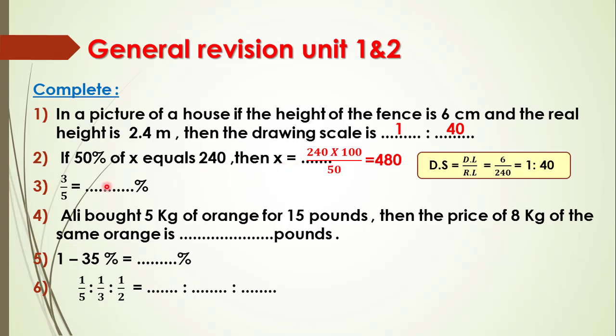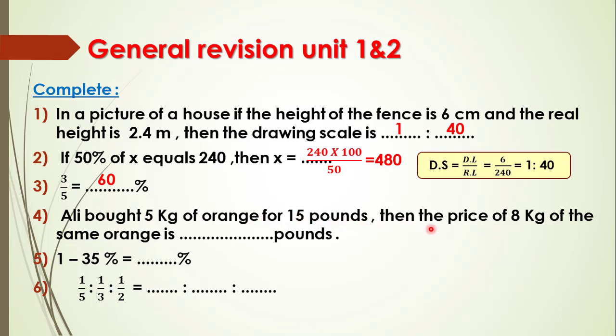Number 3, 3 over 5 equal how many percent? It means how many percent means over 100. So we can use our calculator and divide 3 over 5. Then multiply by 100, or you can multiply up and down by 20. 5 multiplied by 20 equal 100, and 3 multiplied by 20 equal 60. So 60%.